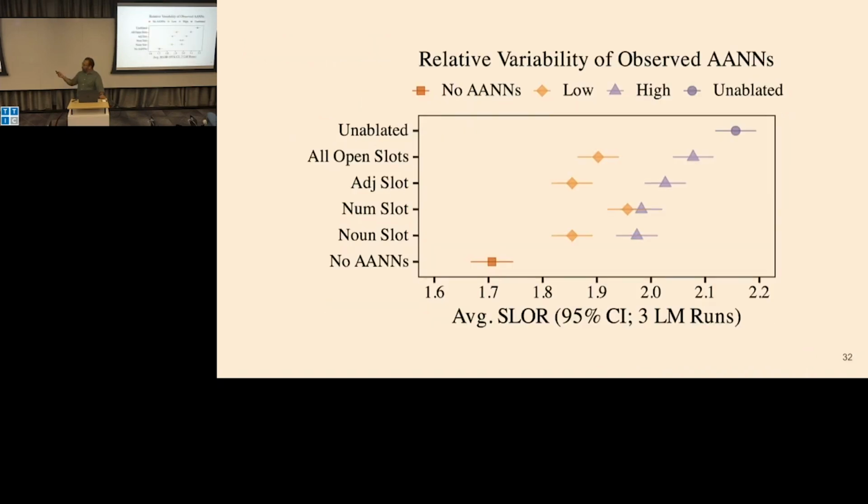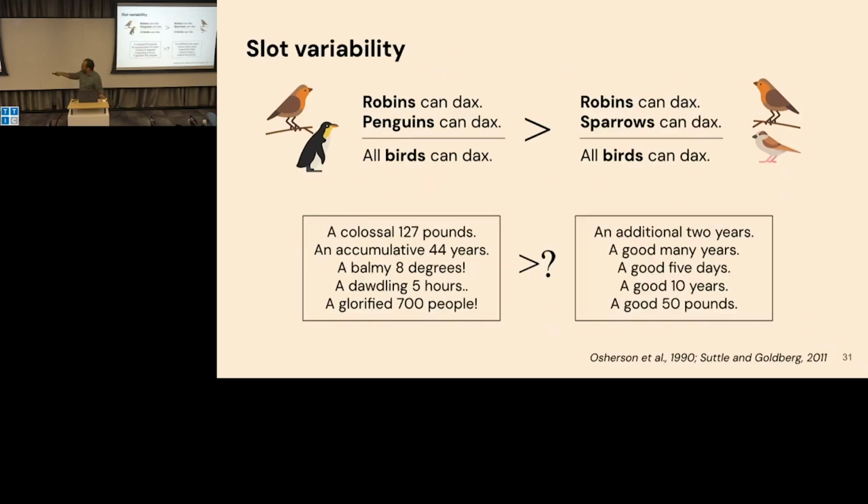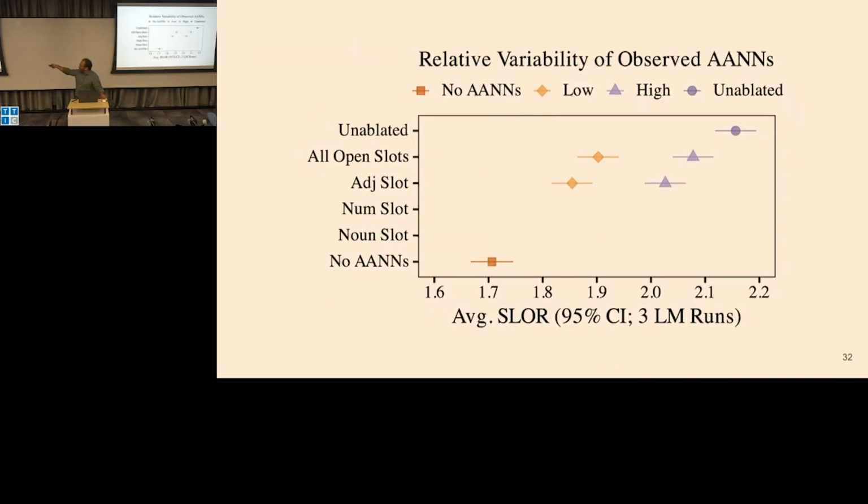The general finding of this experiment was that when the model saw ANNs like a mere 5 miles, a beautiful 5 days, and only those kinds of consistently observed, I'll just explain the adjective slot here. So when you consistently show the model only beautiful and mere and few in the adjective slot, as opposed to lots of variance, the performance was not that great. But when it saw more variability in the adjective slot, actually this is a better example. Yeah, so if you continuously showed an additional good versus a colossal, accumulative, balmy, dawdling, glorified, more variance, high variability on the adjective slot, models actually performed comparatively better.